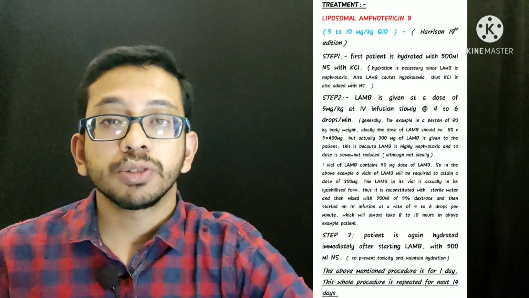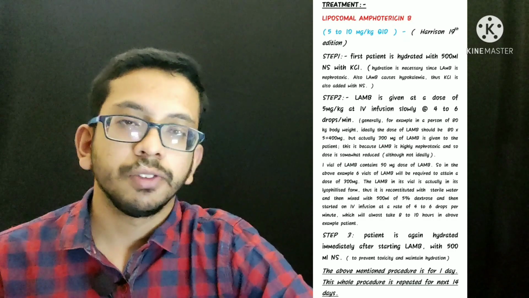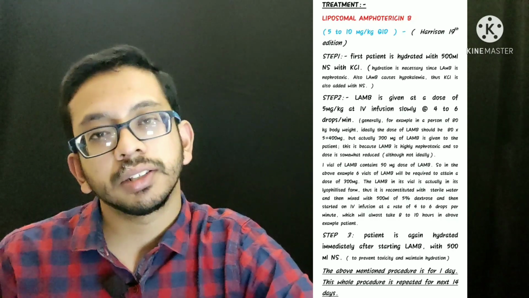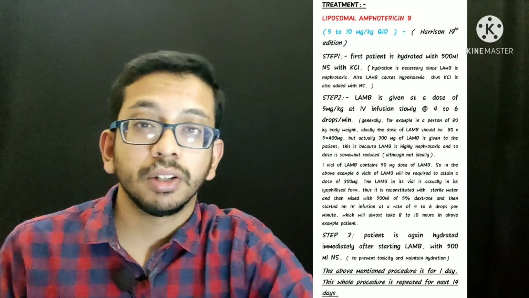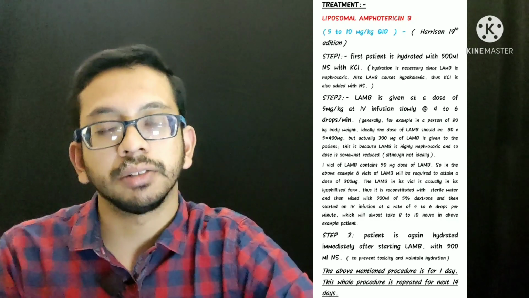So now coming to the most important part of the mucormycosis video, its treatment. Now we all know, what is the drug used in the treatment of mucormycosis? It is liposomal amphotericin B. What is the dose of LAM? It is 5 to 10 milligram per kg as per Harrison.